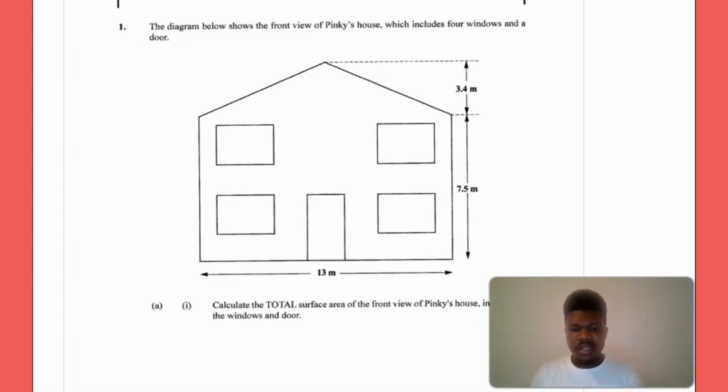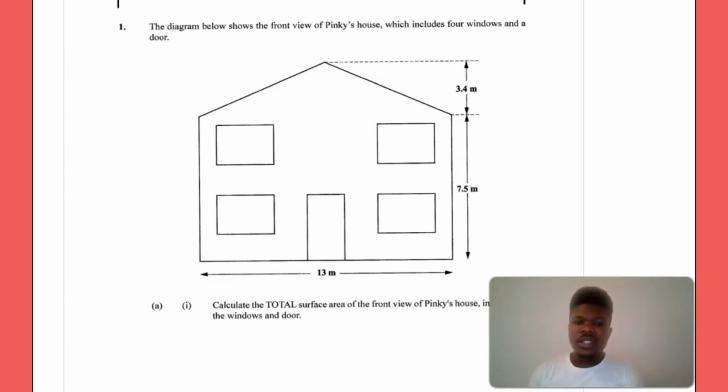It says calculate the total surface area of the front view of Pinky's house, inclusive of the windows and doors. So we calculate the area inclusive of everything with windows and doors. We're doing it as if they're not removed as yet. Those sections aren't cut out as yet. We need the entire surface area.